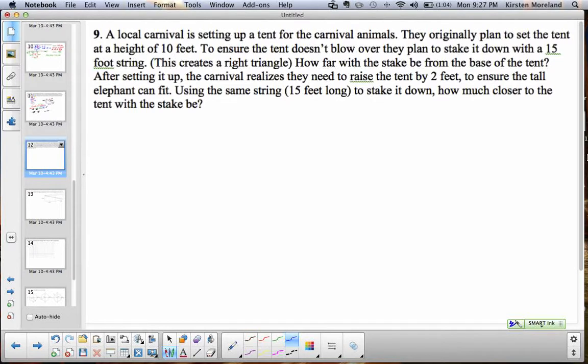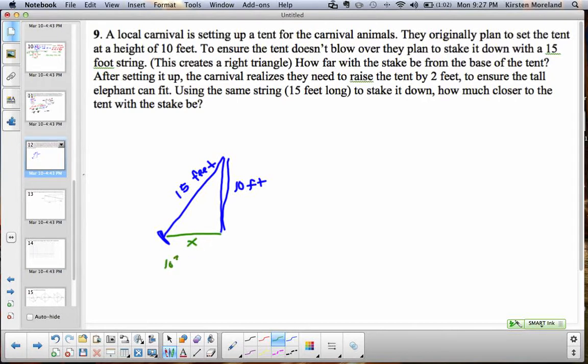This one's a little bit longer. So we have a carnival tent for animals. So remember when you set up a tent, if this is like the pole, you always got to stake a tarp to the top. So you put a little stake right here into the ground to make sure that the tent stays up. So they originally want to set the tent to 10 feet high. And they have a string that's 15 feet long to stake it down. So this is 15 feet. Okay? So they're asking us first to find out how far away that stake is, because we don't want it to be too far for people to trip on.